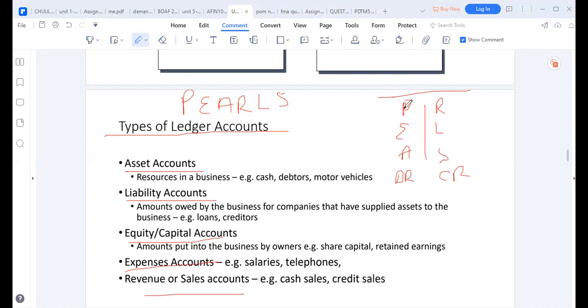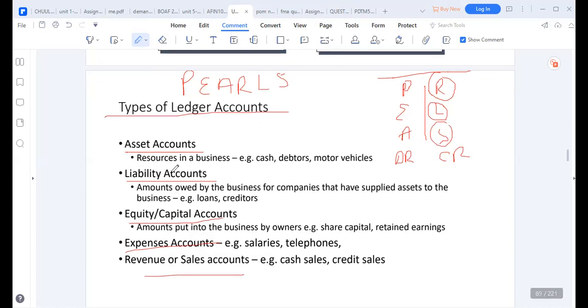The opposite will reduce them. So to reduce our purchases, we credit. To reduce our expenses, we credit. To reduce our assets, we credit. Then to increase our revenues, we credit. To increase our liabilities, we credit. To increase our sales, we credit. Payables.